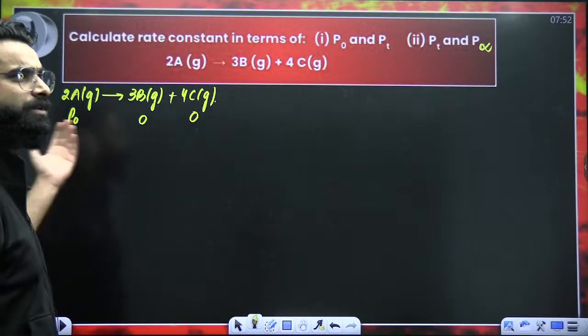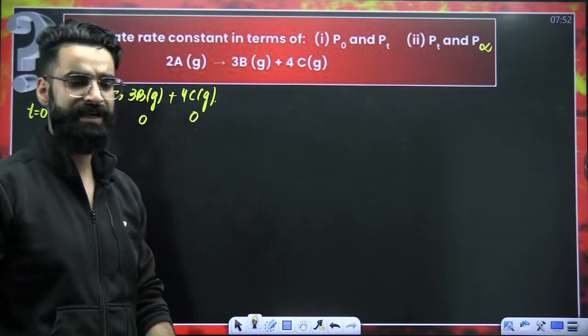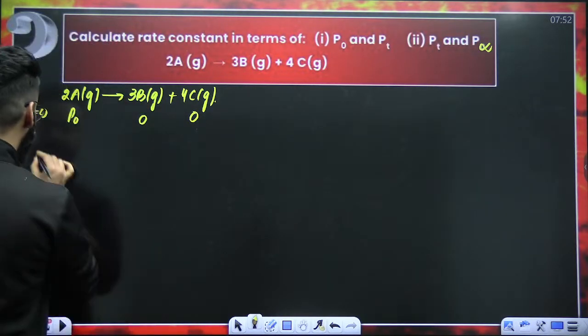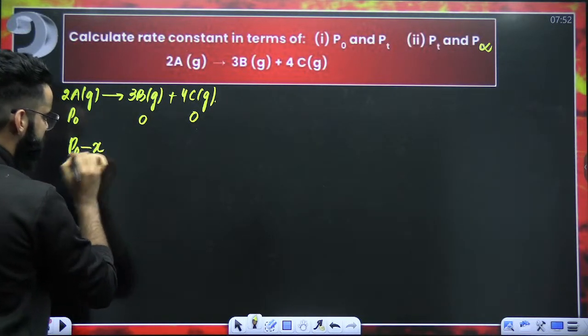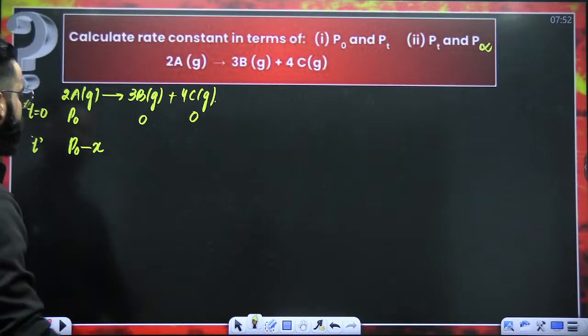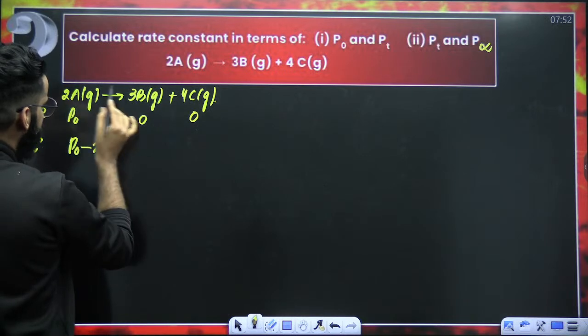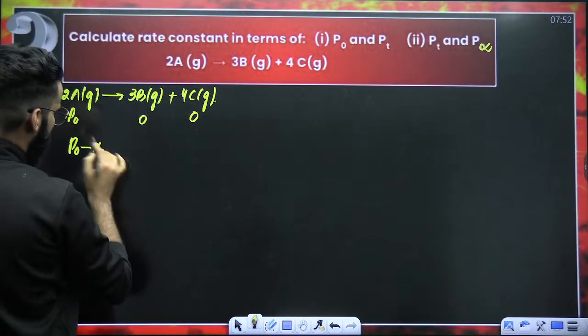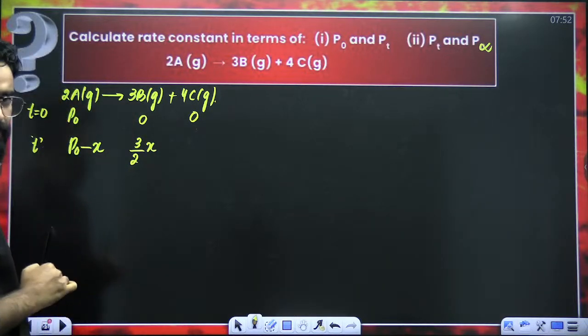Now, how are we going to treat the pressure? We are going to treat the pressure in a similar way as we used to treat the moles, right? Now, my dear students, at time t, pressure due to A has to be P naught minus X, right? Now, use the stoichiometry. 2 moles are giving us 3 moles. 1 mole gives 3 by 2 moles of B. So, X moles are going to give us 3 by 2 multiplied by X moles of B.